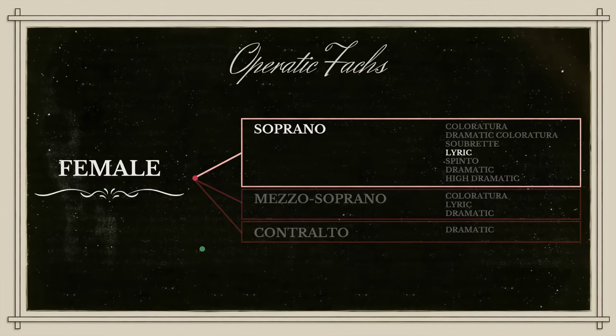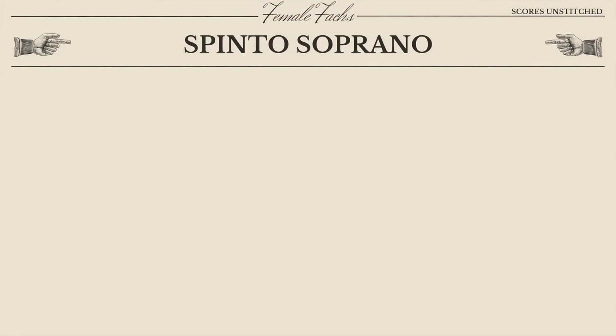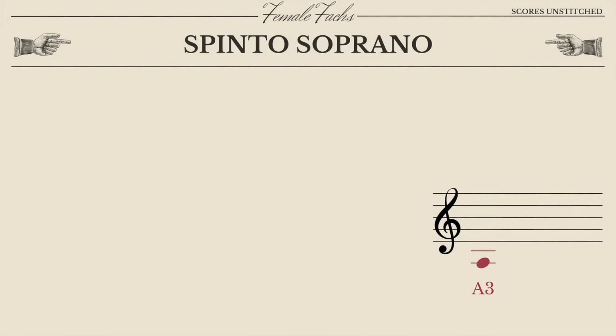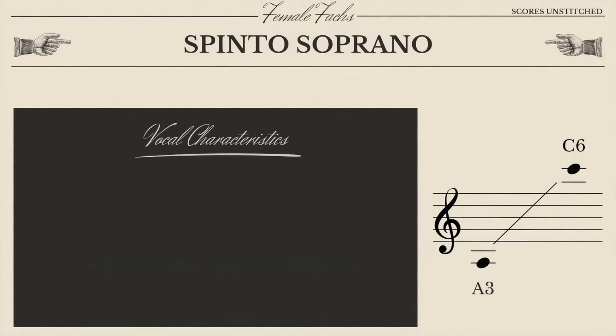A little bit bigger than the full lyric soprano, we have the Spinto soprano. And you'll probably start noticing a trend that the heavier the voice gets, the lower it gets. So the range for a Spinto soprano is A3 to high C. And now we're moving away from dancing and arts and more into just pure athleticism.